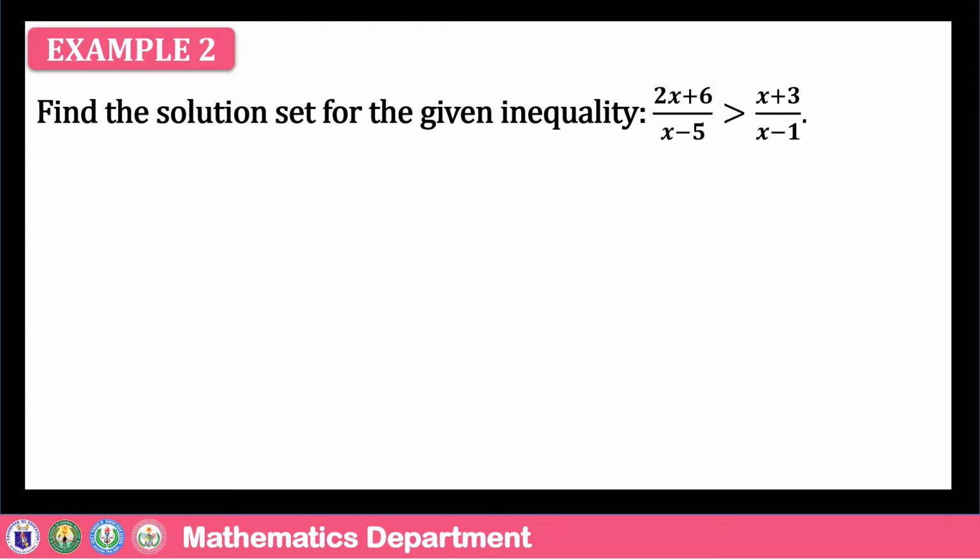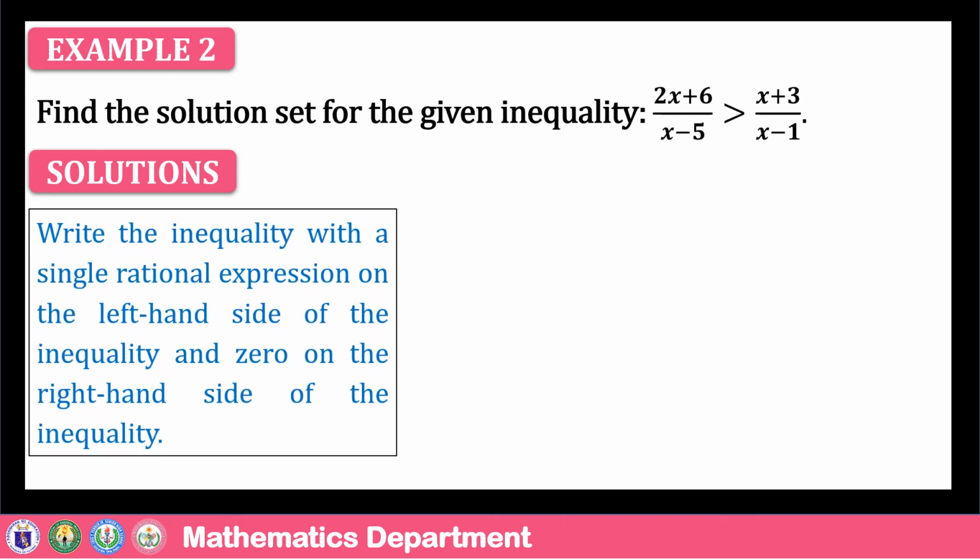So for our next example, let's find the solution set for the given inequality 2x plus 6 over x minus 5, which is greater than x plus 3 over x minus 1. Now, just like what I've mentioned kanina, we will just follow the 5 steps in solving a rational inequality. So yung una nating step doon, you write the inequality with a single rational expression on the left side and 0 on the right side.